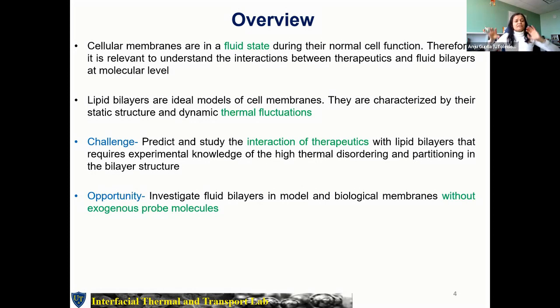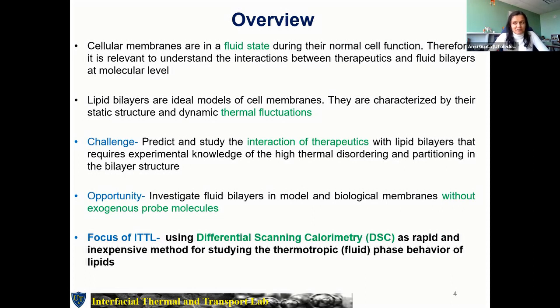And we want to do that without using external probe molecules. So in my research lab, we have been using a very simple technique, which you all are familiar with, differential scanning calorimetry. And we use this equipment as a rapid and inexpensive tool to study the thermotropic or fluid behavior of lipid bilayer. And then we feed that experimental data in our computational simulations to see what's happening to the drug or the lipid bilayer.